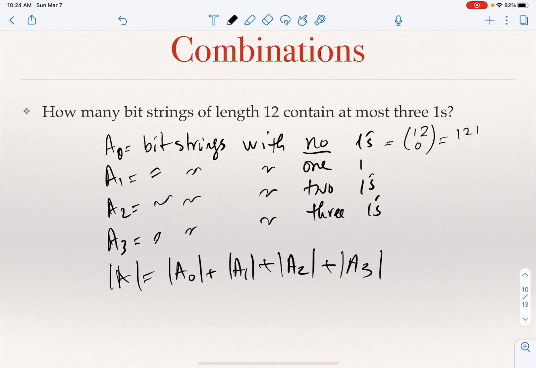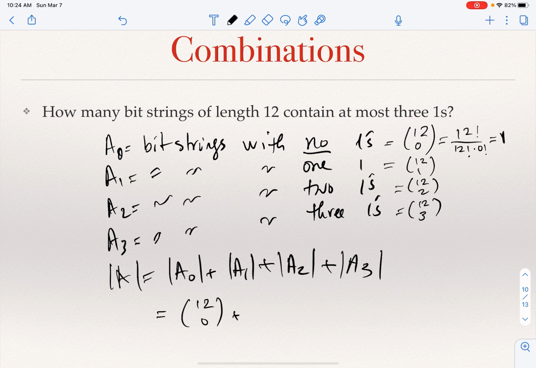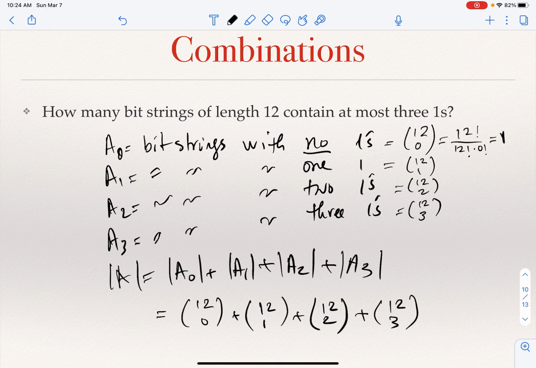And this will be 12 factorial divided by 12 factorial times 0 factorial, which is 1. Indeed, if you count the number of strings that have no ones in them, there's only one string, which is all zeros. The second one is 12 choose 1, then 12 choose 2, and then 12 choose 3. So this number here is really 12 choose 0 plus 12 choose 1 plus 12 choose 2 plus 12 choose 3. You can evaluate them using the formula, but this here is sufficient like this.